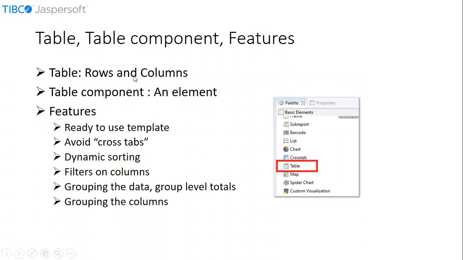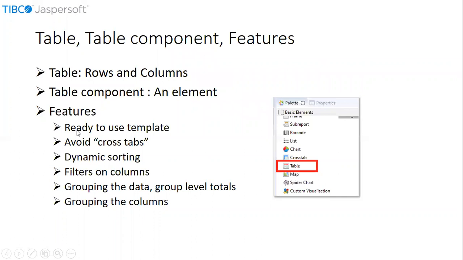What is a table? A table is a collection of rows and columns. What is a table component in the studio? A table component in the studio is a basic element which we use to get grid-like reports. Let us have a look at the features of a table component.